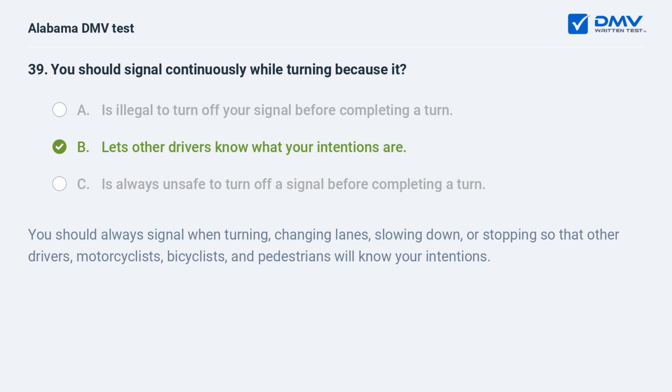You should always signal when turning, changing lanes, slowing down, or stopping so that other drivers, motorcyclists, bicyclists, and pedestrians will know your intentions.